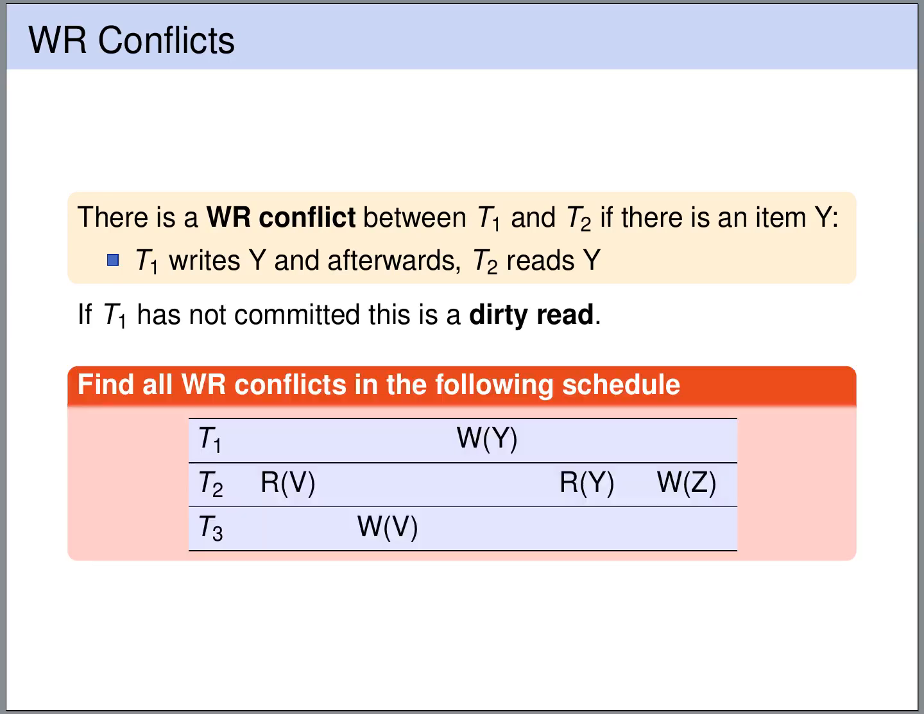Let's have a look at this schedule and let's try to find all the write-read conflicts. Here we have a read. A write-read conflict starts with a write, so we don't need to look at this. Here we have a write of database object v. Do we have a read of v afterwards by some other transaction? No. Okay, so this is not involved in a write-read conflict. Here we have a write of y, and we have afterwards a read of y by another transaction, so this is a write-read conflict.